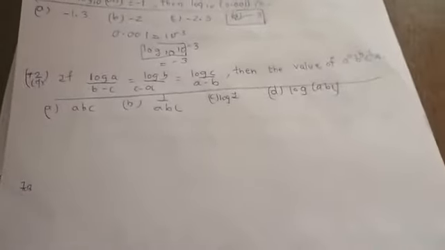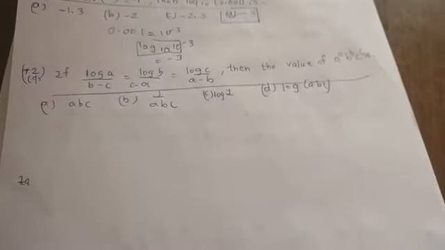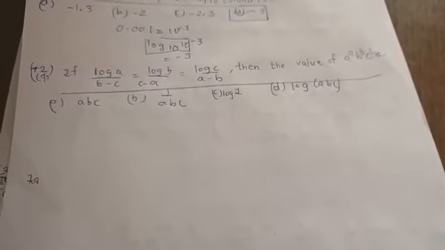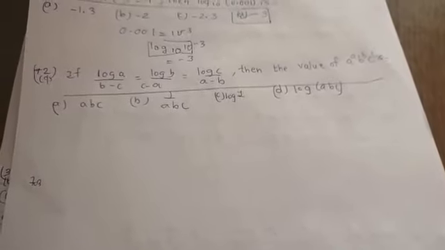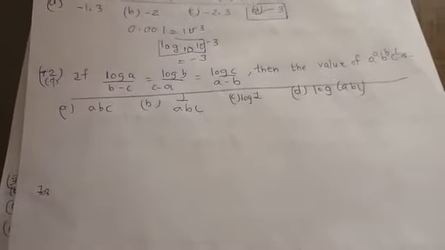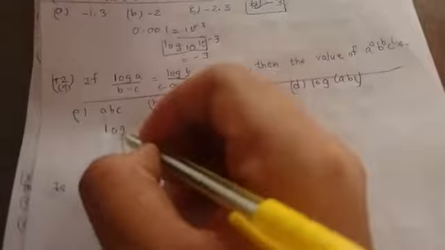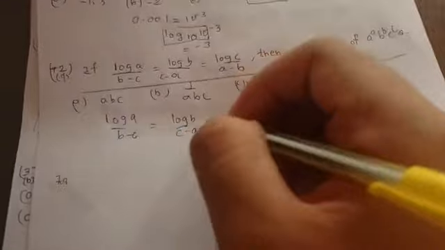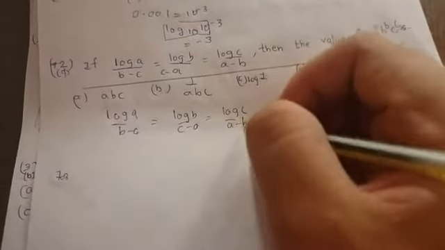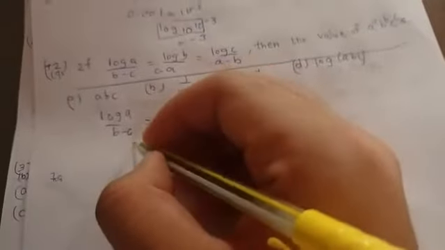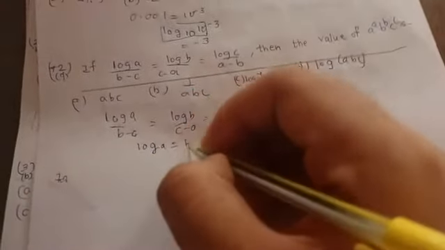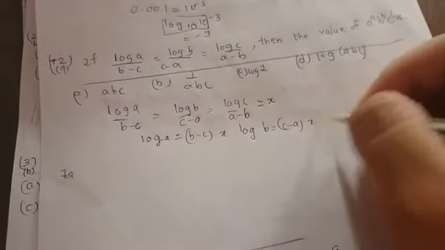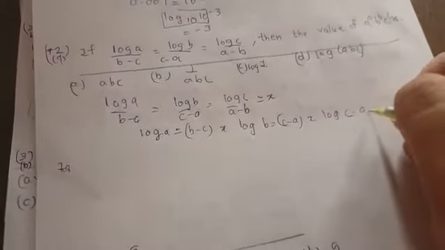72nd question: if log A upon B minus C is equal to log B upon C minus A is equal to log C upon A minus B, then the value of A raised to A, B raised to B, C raised to C is. Let us suppose that log of A upon B minus C is equal to log B upon C minus A is equal to log C upon A minus B is equal to X. Therefore, the value of log A becomes B minus C into X, the value of log B becomes C minus A into X, and the value of log C becomes A minus B into X.